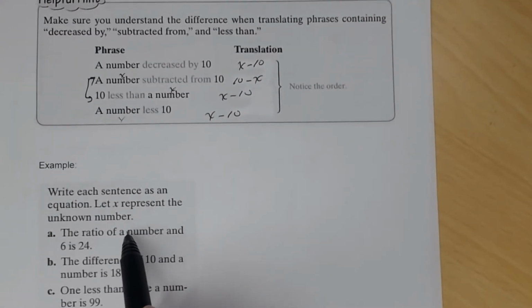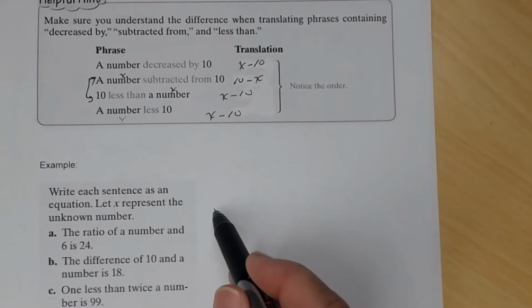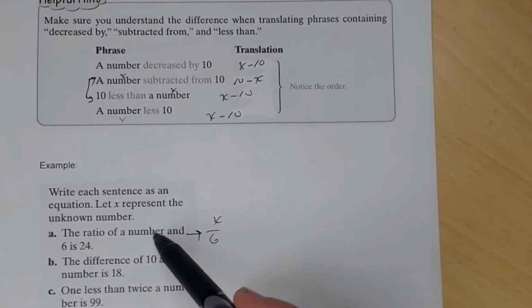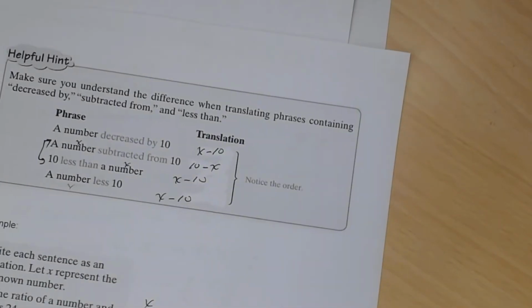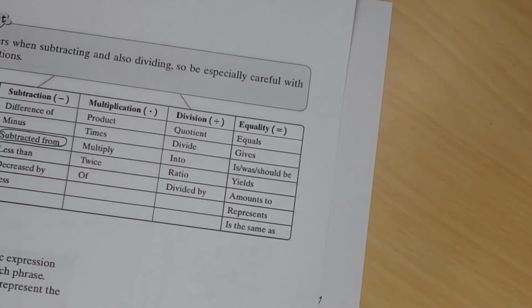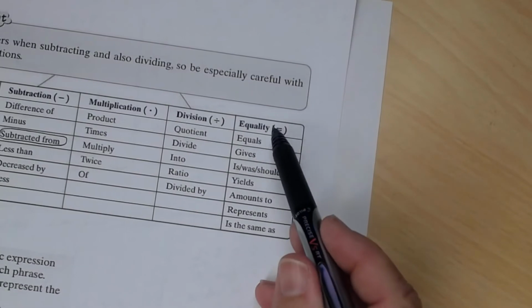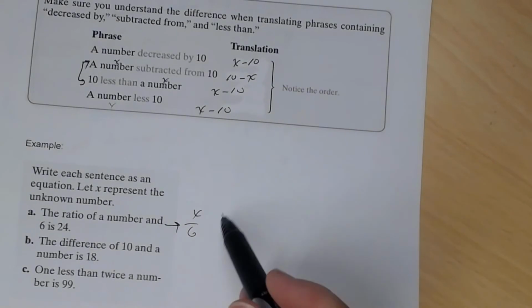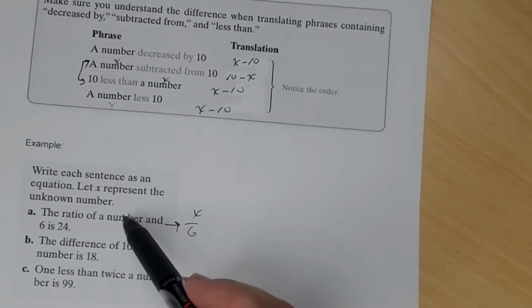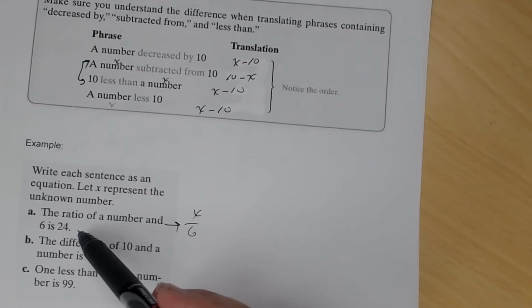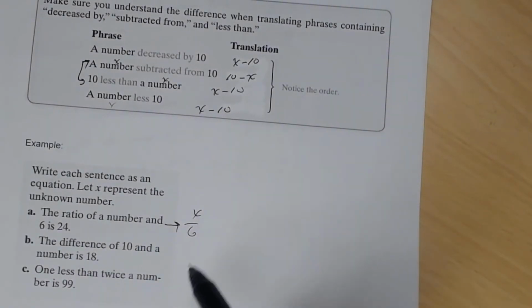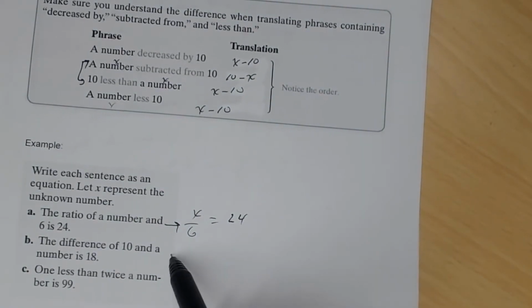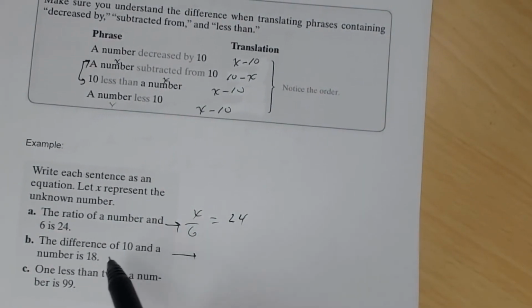All right, so let's look at this one. The ratio of a number and 6. So what that means is x divided by 6. So that's what that part is. So the ratio of a number and 6 is, remember, if you see is right here, is means equal. Ratio means to divide, so since the number is listed first, that's going to be the numerator, and since 6 is listed second, that's going to be the denominator, is 24. So there's your equation.